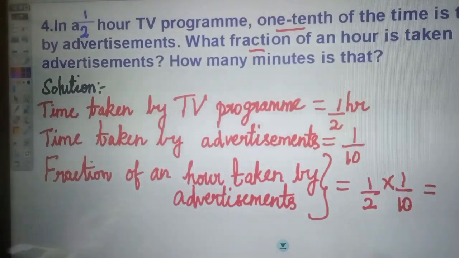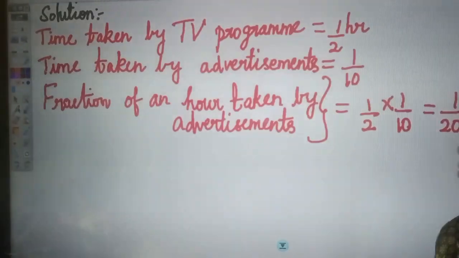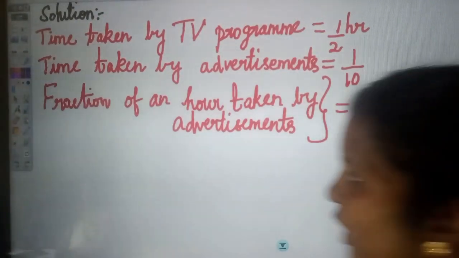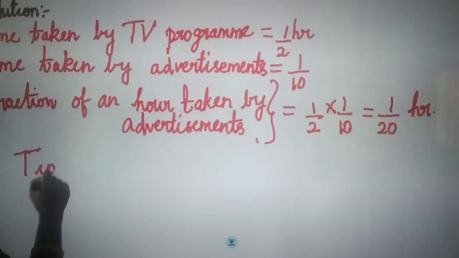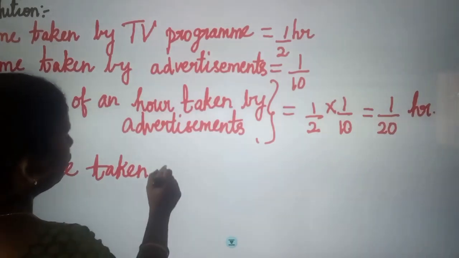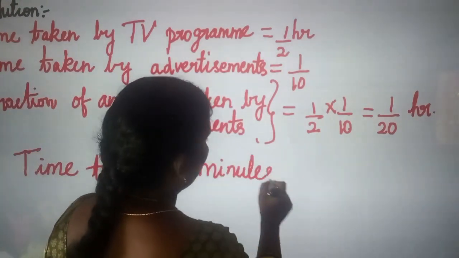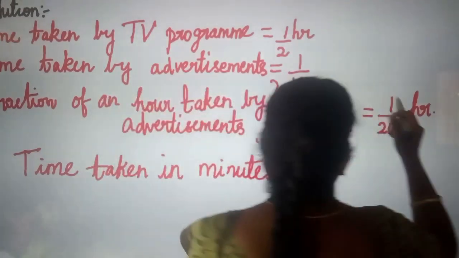Therefore we are going to multiply these two things. This 1 ones are 1, 2 tens are 20. Therefore 1/20 of an hour is taken up by the advertisement. Now therefore fraction of hour taken by advertisement is 1/20 hour. Now we are going to calculate in minutes. Therefore time taken in minutes. We have calculated now in hours, children, that we are going to convert it into minutes because they are asking questions that way.